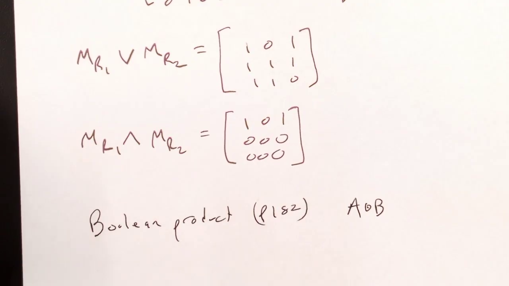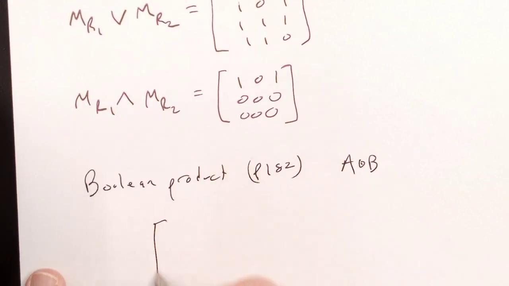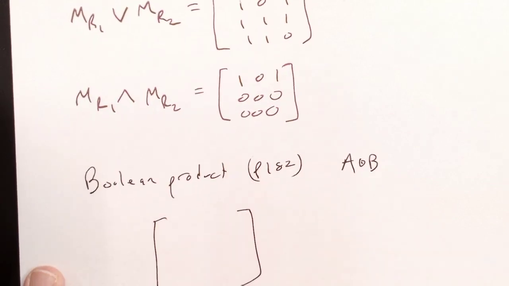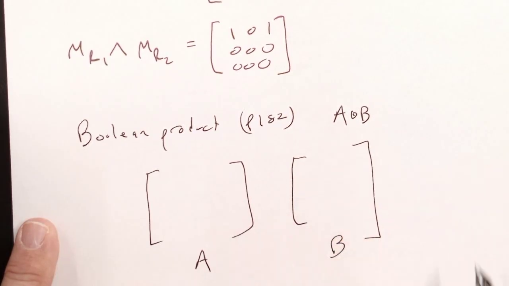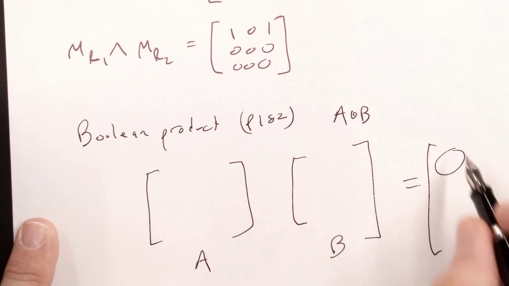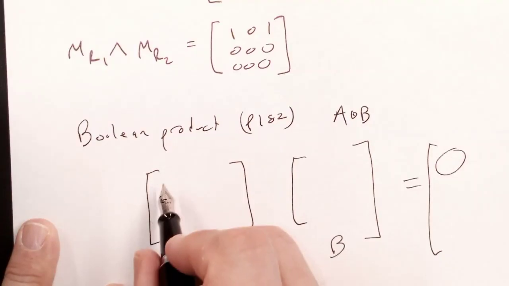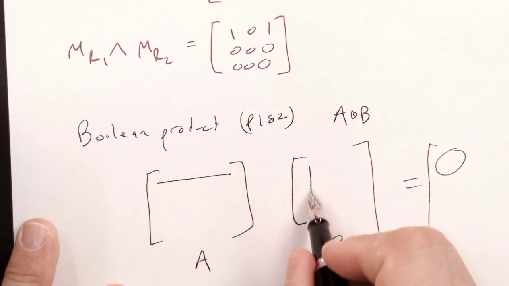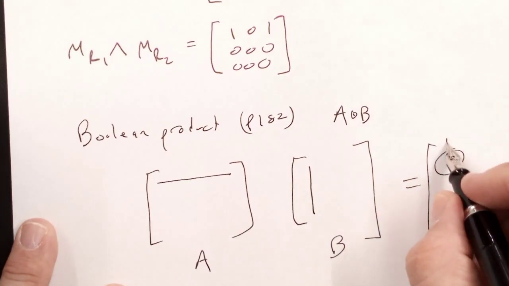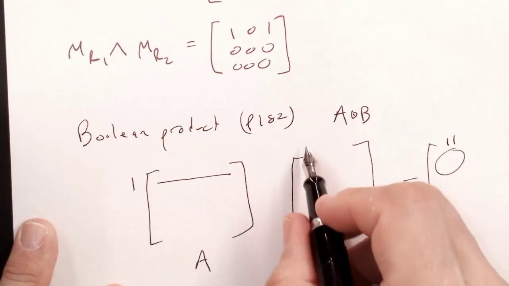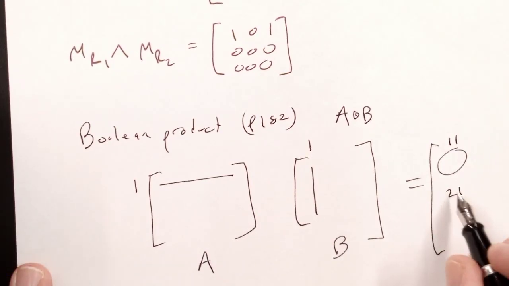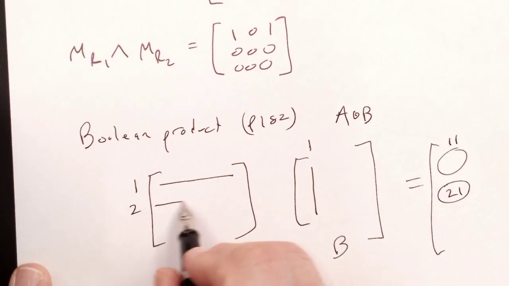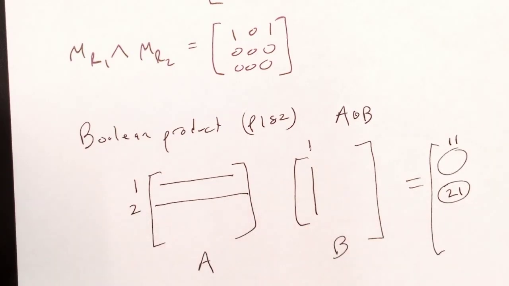The symbol for a Boolean product is a dot inside a circle. I have a matrix A and another matrix B. When I do the product, the thing that goes in this first spot goes across the row and down the column. If this is the 1,1 spot, we use the first row and the first column. To do the 2,1 spot, you go to the second row with the first column.